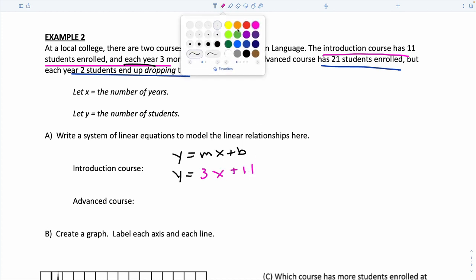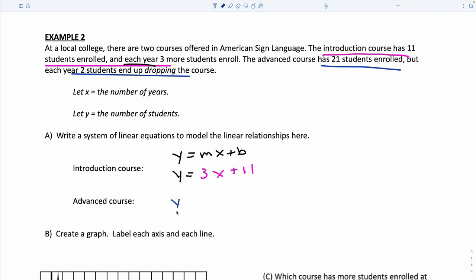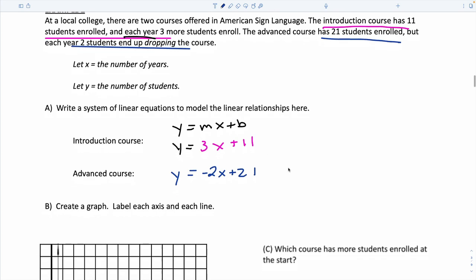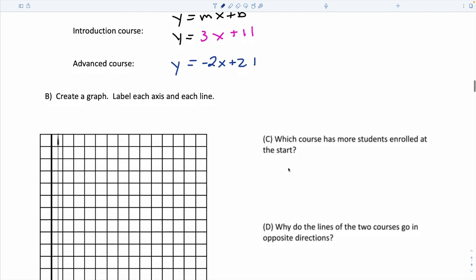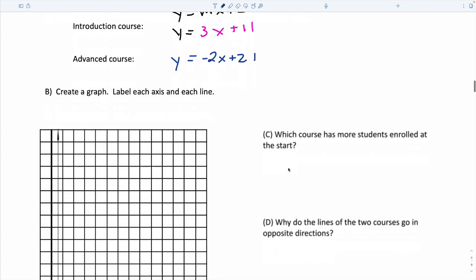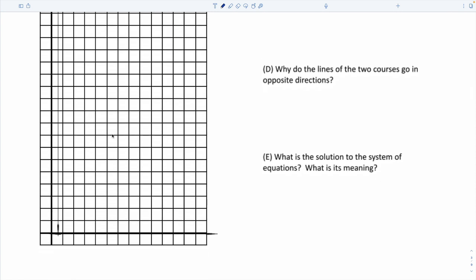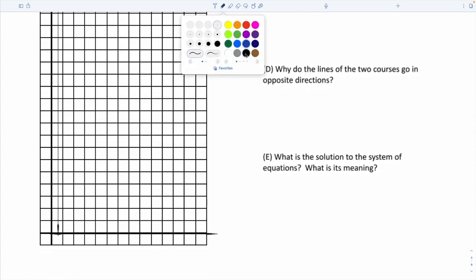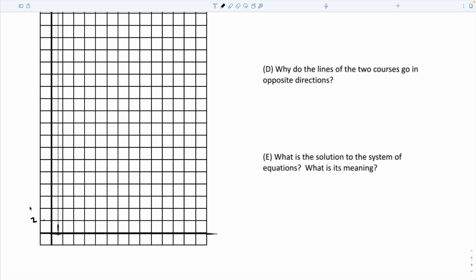Advanced course is a bit trickier. It has 21 students enrolled. That's the initial value, and they drop by 2. What would that look like for the slope? Ashlyn? I did y equals negative 2x plus 21. If it's dropping, it's going down. They're not increasing. You have to lose 2 students. Make sure you have negative 2. And let's make our graph. This one is going all the way up to 21, so can we count by 2s? Let's start with 2, I guess.